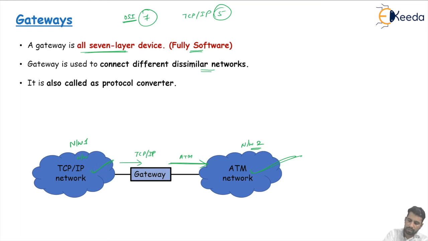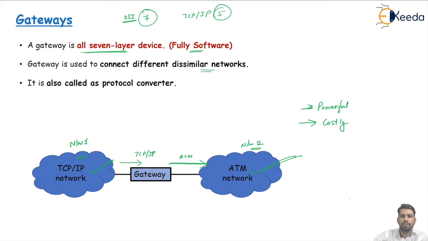So that's why we can say it is purely software, and this is powerful as compared to the other network devices. And if it is powerful, then it is also costly. So these are the main important points.